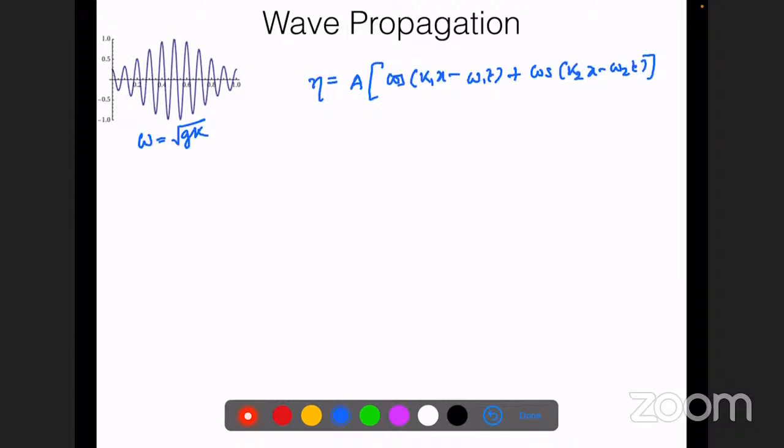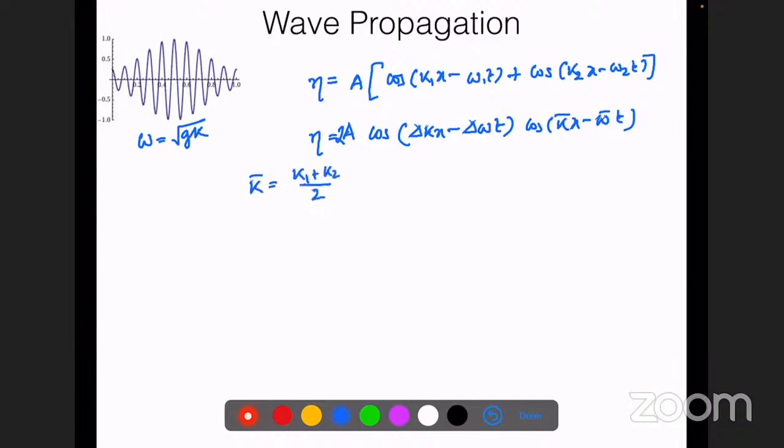So now if I use a cosine summation, then I can write the sum of these two cosines as a product. So I can write this as 2a cos(delta k x minus delta omega t) cos(k bar x minus omega bar t), where k bar is the average wave number, delta k is half of the difference, and similarly omega bar is the average frequency, and delta omega is half of the difference.